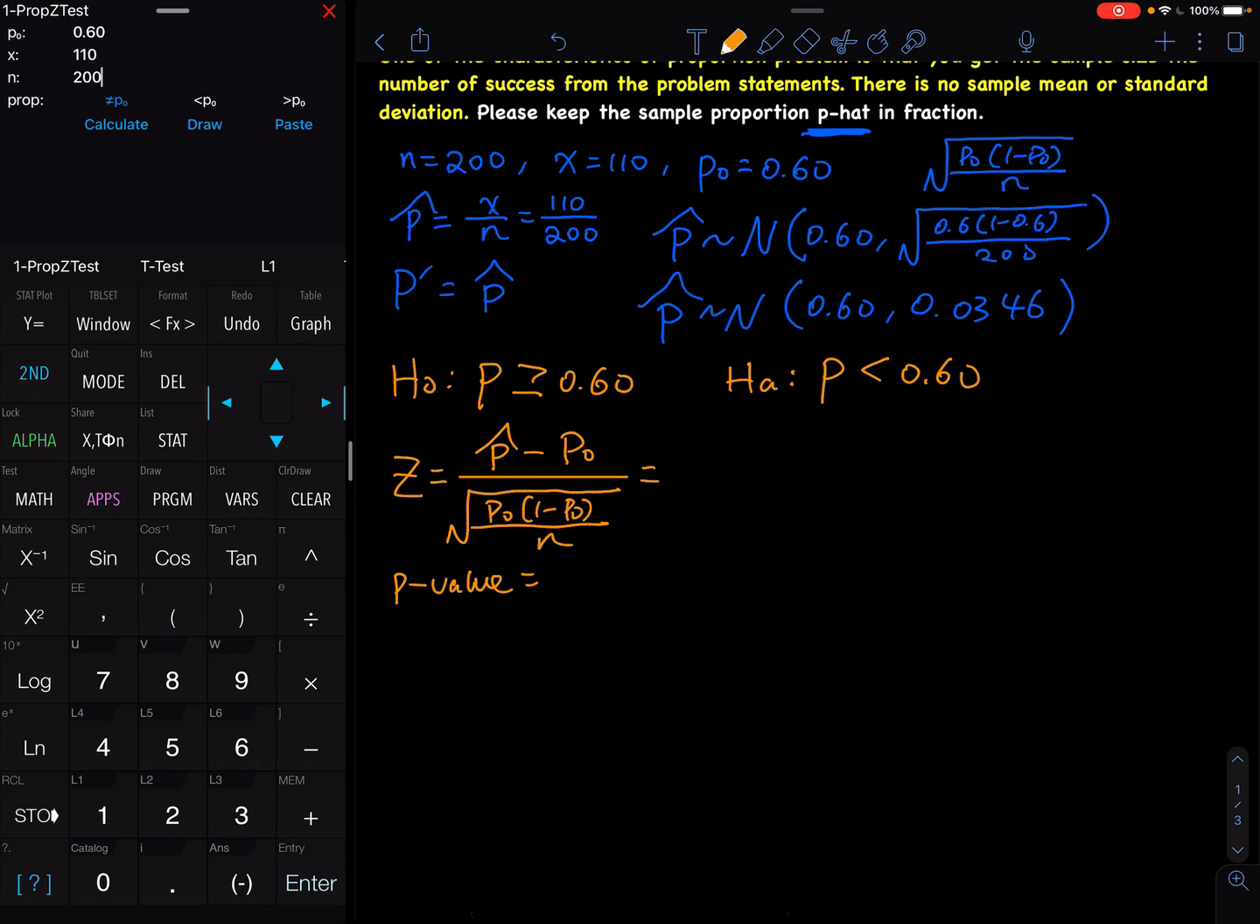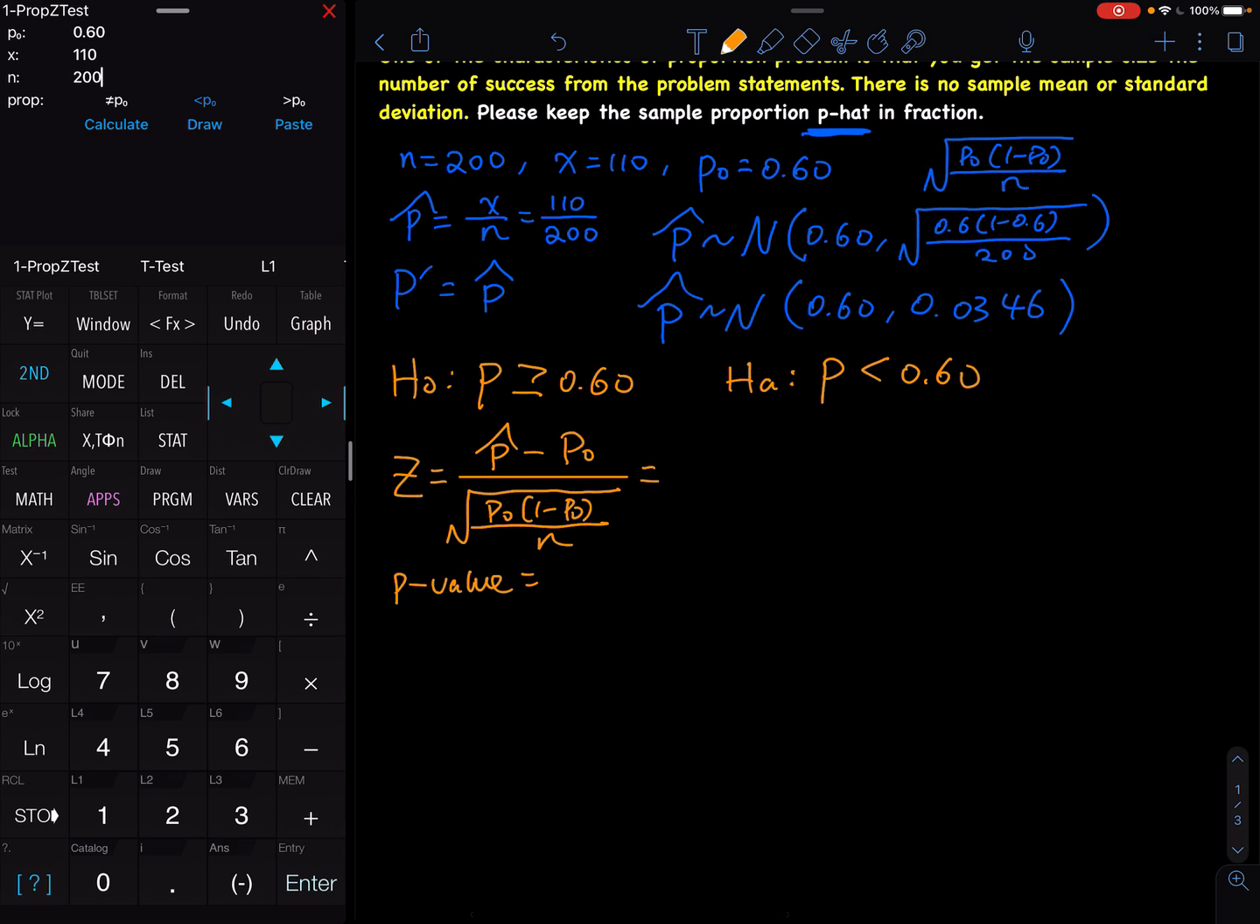And then which symbol should I choose? Not equal, less than, or greater than. We should choose less than, because in HA, we have a less than, and this less than determines the p-value. So less than means it's a left-sided test, so the p-value is on the left. The alpha, the rejection region, is also on the left. I will draw a picture for you.